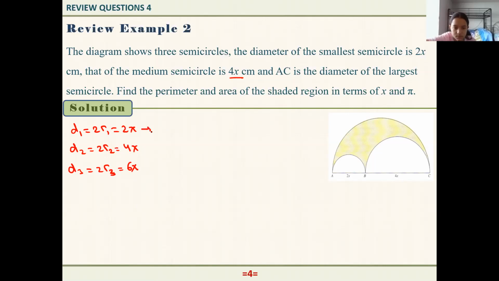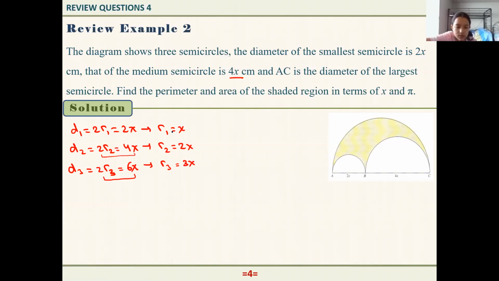So from here, we can find their radii. Here we have r1 equals x, because if you divide both sides by 2, right? What is r2, Shahina? Just divide both sides by 2, right? It is equal to 2x. And how about r3? Here, 2r3 equals 6x, because diameter is given, right? To find the radius, we have to divide the diameter by 2. So that's equal to 3x.